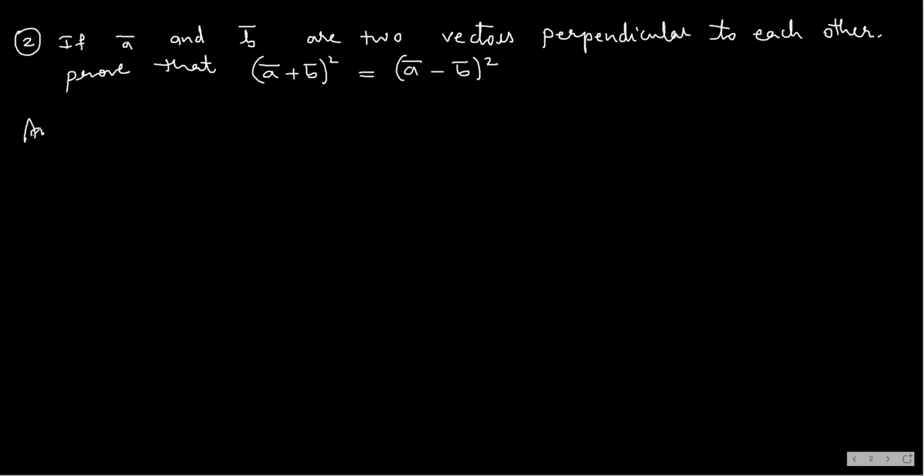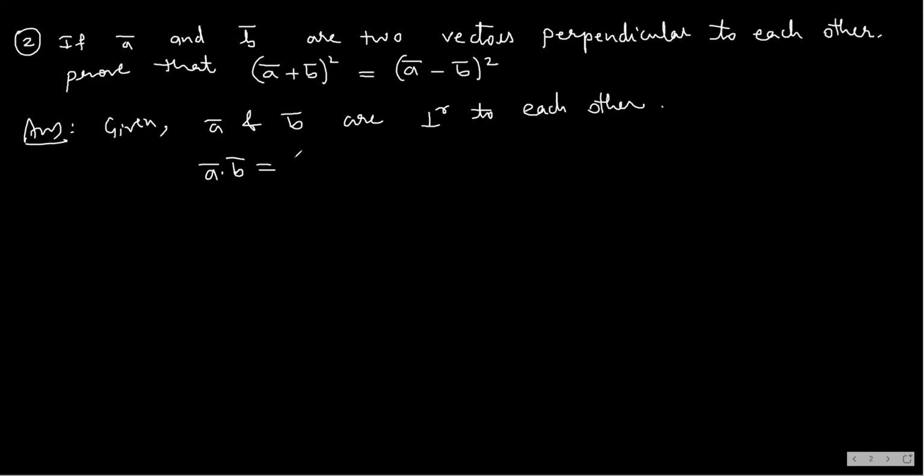So here I will begin with the answer. Given a bar and b bar are perpendicular to each other. Now remember students, if the two vectors are perpendicular, then their dot product will be 0. So a bar dot b bar is 0, or b bar dot a bar is 0. B bar dot a bar is also 0. I write this as 1.